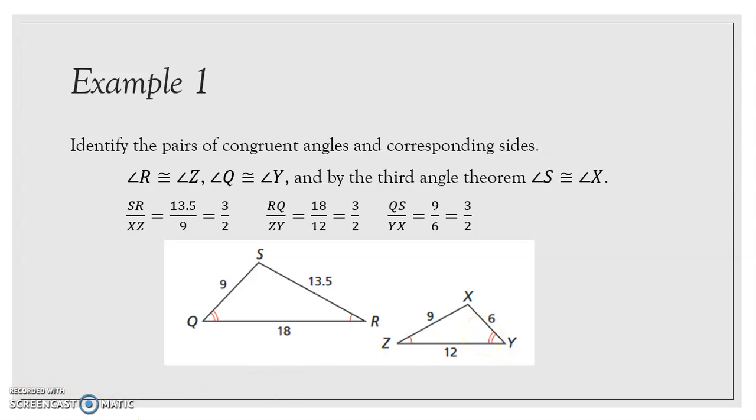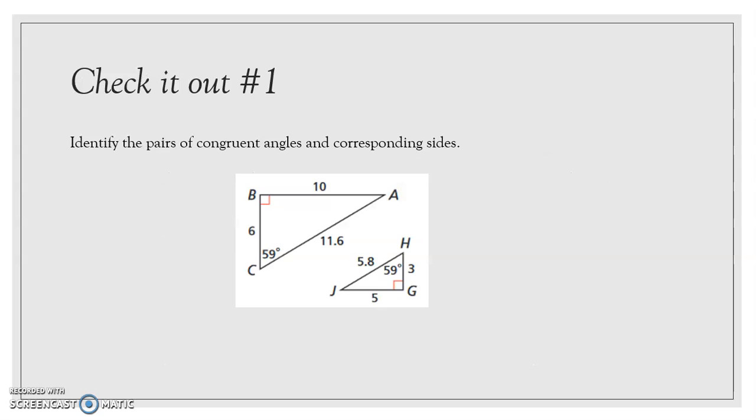So it's time for you to try it. Let's do a check it out question. So on that Google Doc you started earlier, you're going to add on this check it out question number 1. And you're going to be doing the same thing I just did in that example. So you need 3 pairs of congruent angles, and you need 3 fractions with those sides. Okay, so make sure you do that just like I did in the previous example. Okay, so pause this video, do that on your Google Doc, and then come back here.